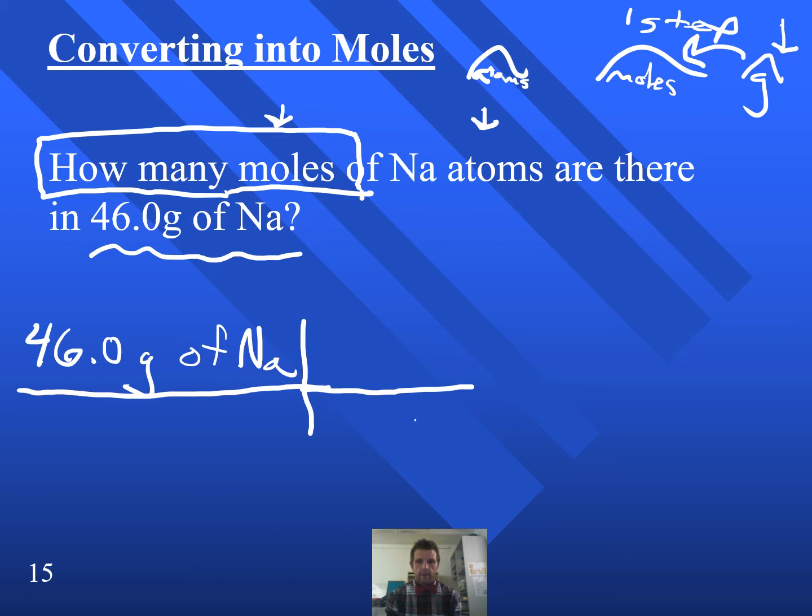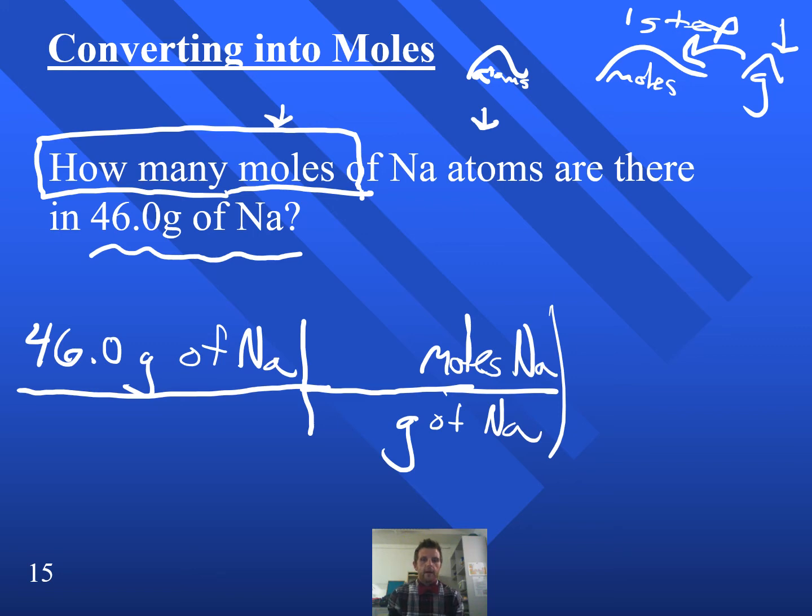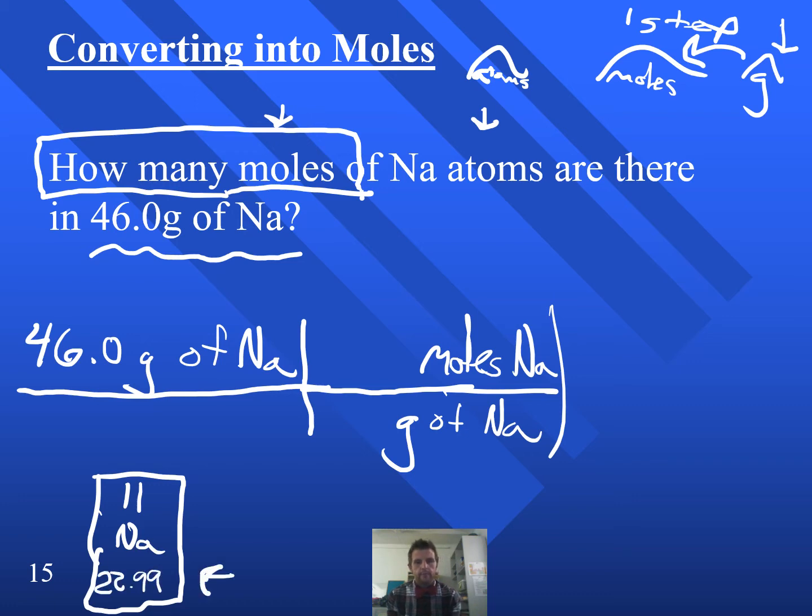I'm going to take my unit and drop it down, so grams of sodium, and I'm switching it to moles of sodium. I'm going to find the grams number on the periodic table, so remember, I'll draw it out for you again. On the periodic table, you will see the sodium representation look like this, where you have 11 and a 22.99. Remember, this is the number we want, so I'm going to put 22.99 on the bottom, and that's 1 mole of sodium.